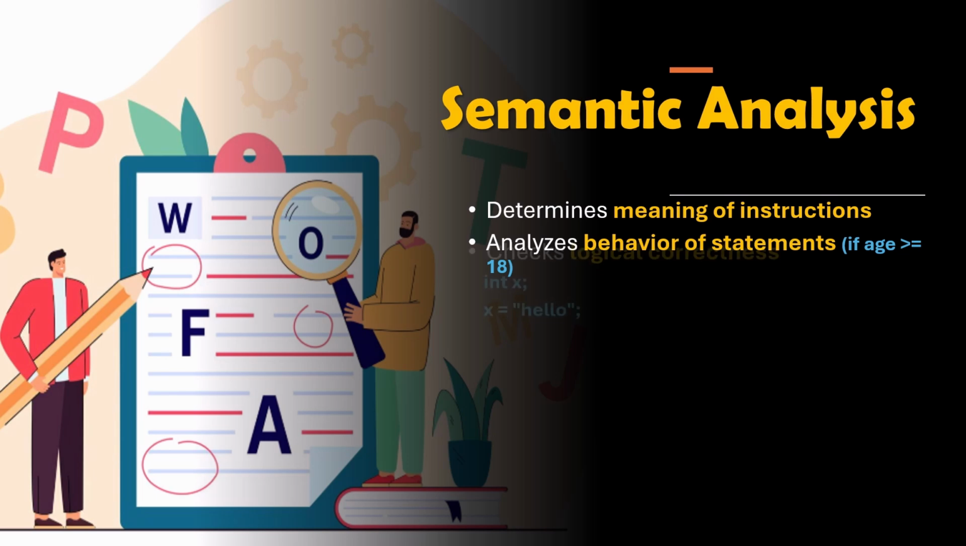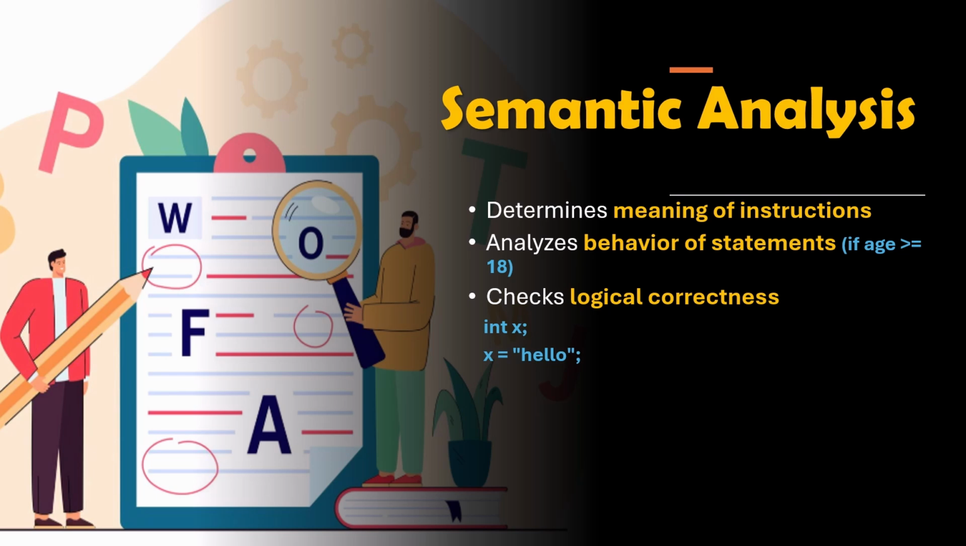Semantic analysis also checks the logical correctness. A statement may follow grammar rules perfectly but still be logically invalid. For example, consider the statements int x; and then x = "hello"; This statement is syntactically correct but semantically incorrect because a string value is assigned to an integer variable. It is syntactically correct because the semicolon is present, the assignment operator is properly used, and the statement structure follows the C language grammar rules.